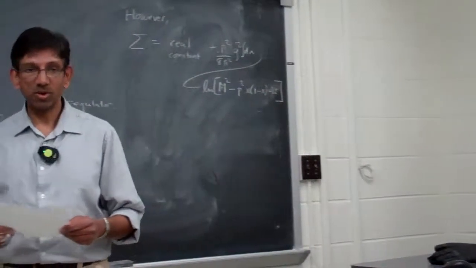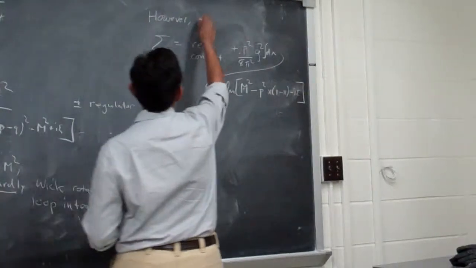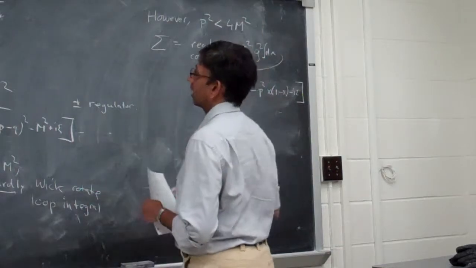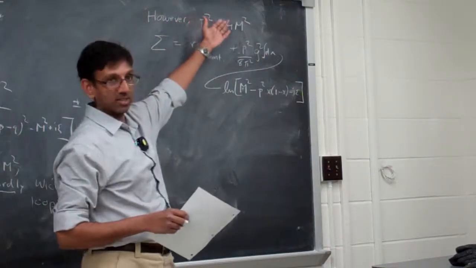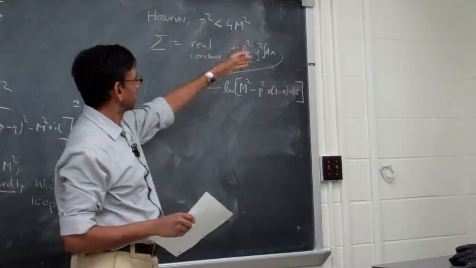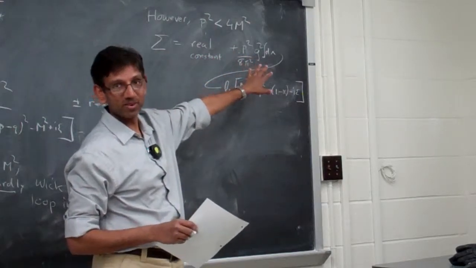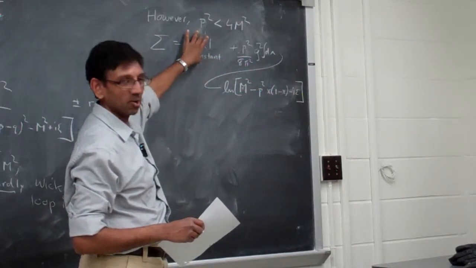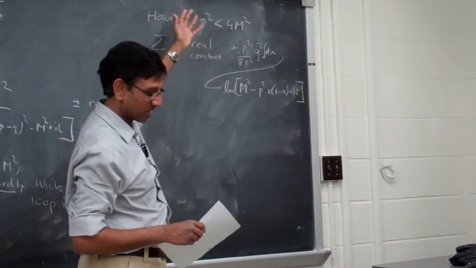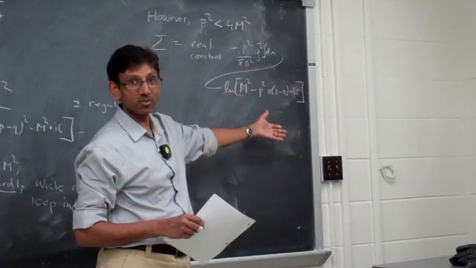Okay, so however, our old friend, this case, where I'm below 4m squared, we saw that the answer looked like this. Okay, this was just that integral which had no p dependence in it whatsoever. So it's just some real number. But basically we had this function of p squared.